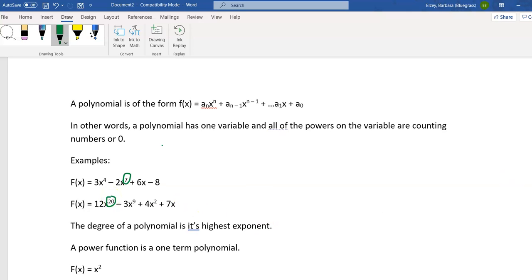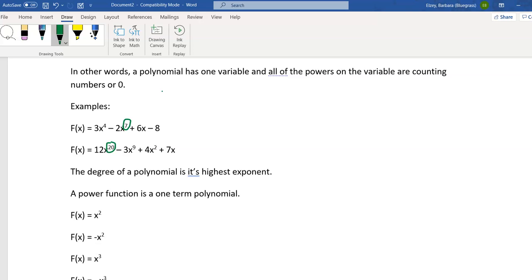Now, let's get another definition. A power function is a one-term polynomial. And we've already seen some power functions already. We saw a library function of x squared, and it's a power function because it only has one term. And we know what it looks like. We know that this is the graph of a parabola. Now, we know from our transformations that if we put a negative in front of our parabola, it turns it upside down. This is another power function. So it becomes an upside down parabola.